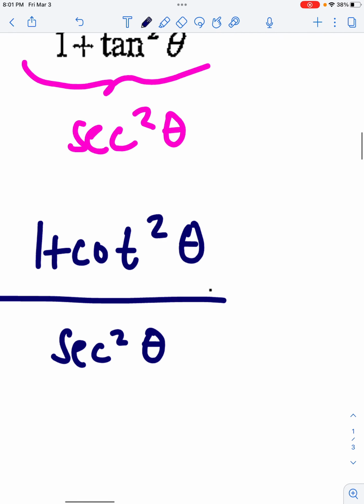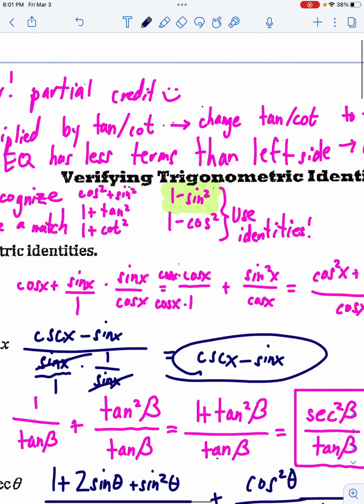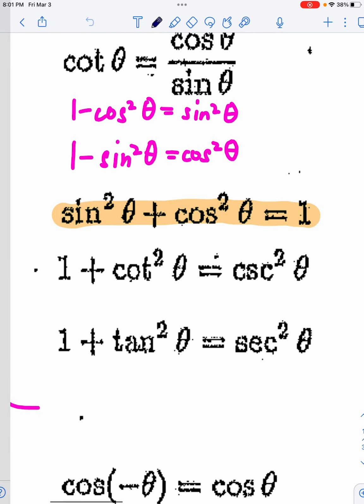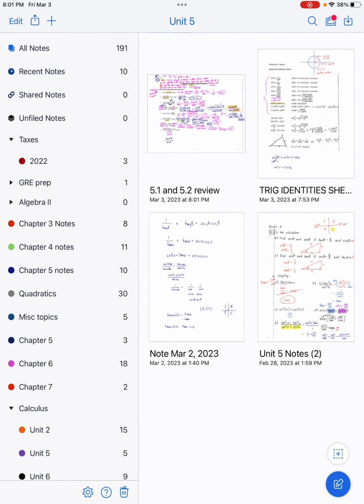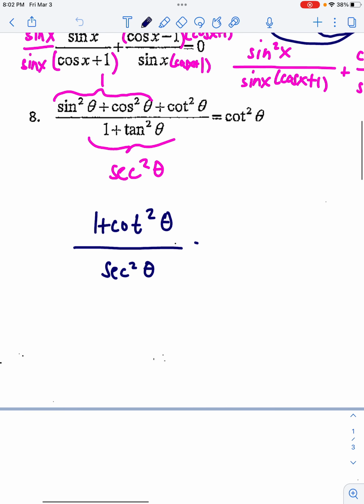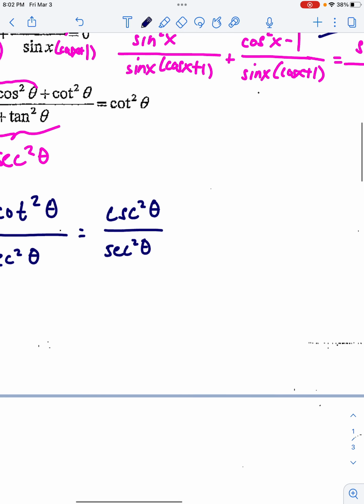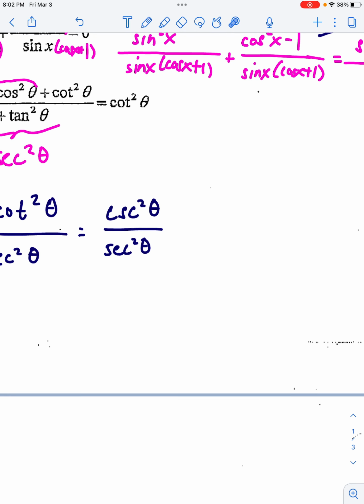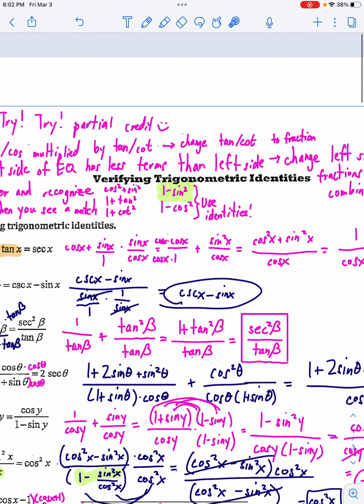And then again, 1 plus cotangent squared, I can recognize that. That becomes a cosecant squared of theta. So I need to be left with cotangent squared. Cotangent squared of theta equals cosine squared of theta over sine squared of theta, okay? So I'm really close. I'm really close to this guy, okay?